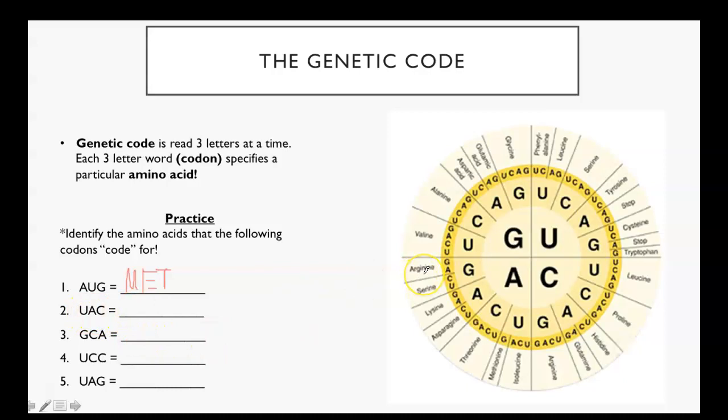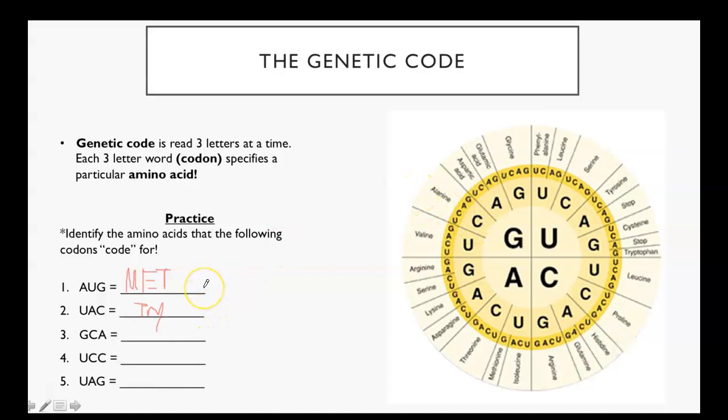Let's try the next one and then you can continue on. Step 2 is UAC, so that's our next codon. Always start in the middle, find the first letter first, so U, A, C, which is tyrosine. T, sorry for my bad handwriting, R, Y. And last but not least, this is my last one, GCA, which is alanine.